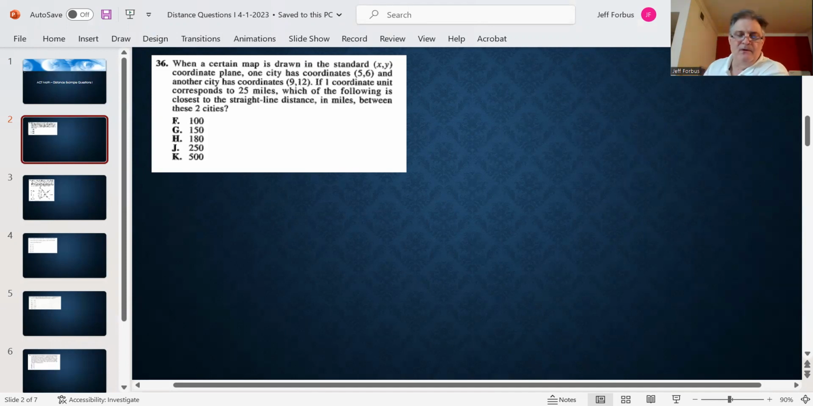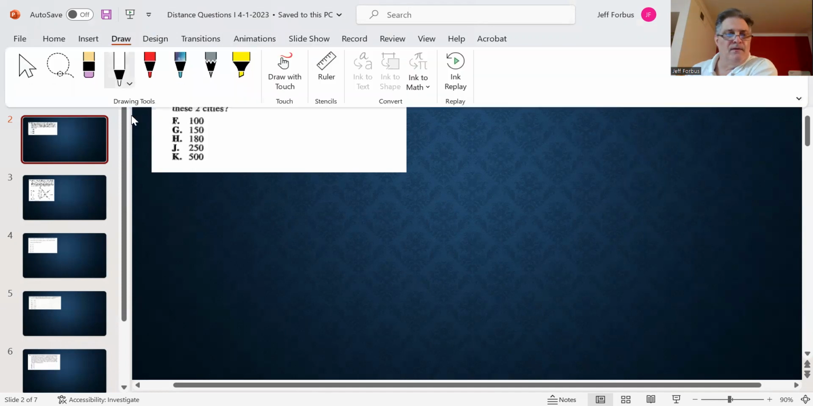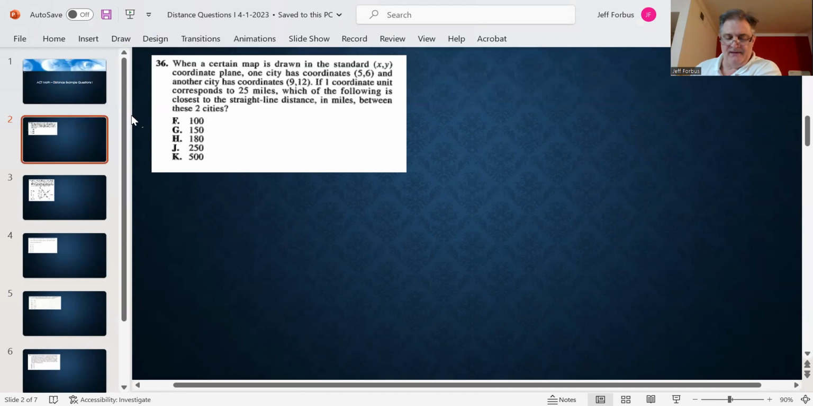Well, that's just a simple distance problem, and using the distance formula will be very helpful to you. But you need to pay attention to the conversion factor they gave you, where they say one coordinate unit is equal to 25 miles. This will be important.